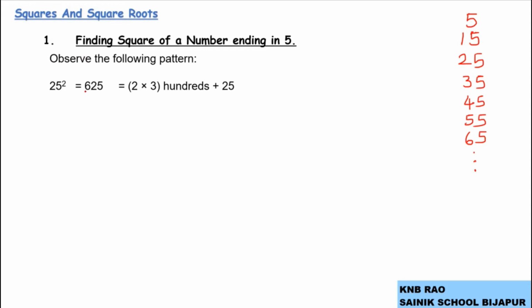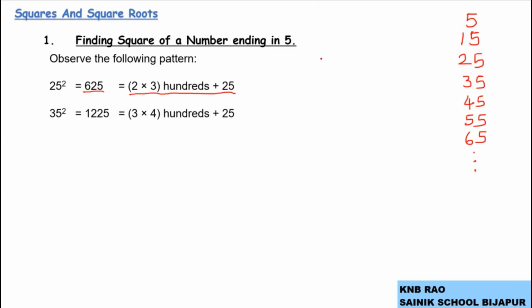Now, this 625 we can get using some trick. Using that we can get this answer. But try to observe one by one. There is another example I have taken. 35 square. 35 square is 1225. You know how to find out 35 square.